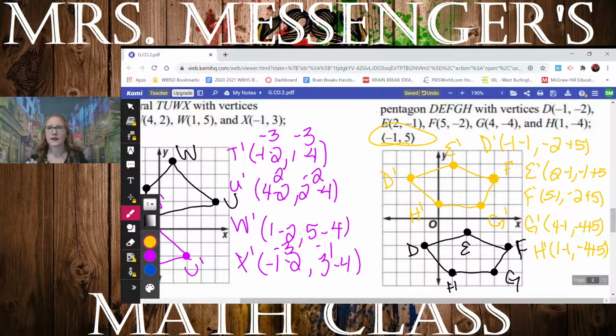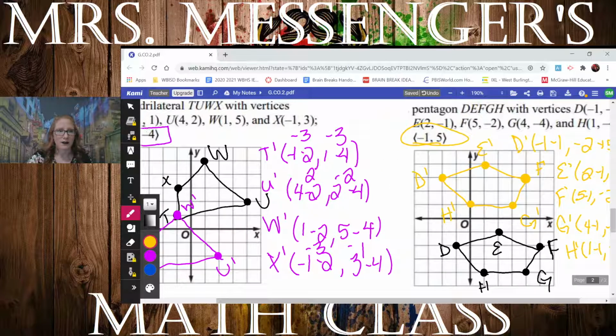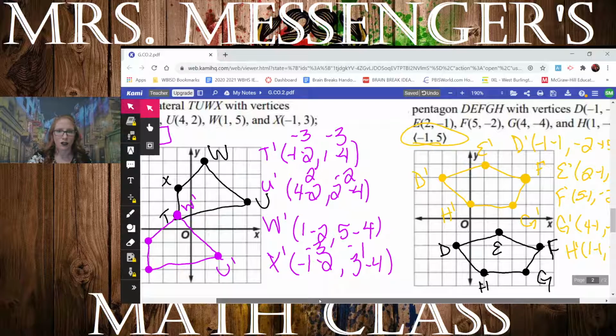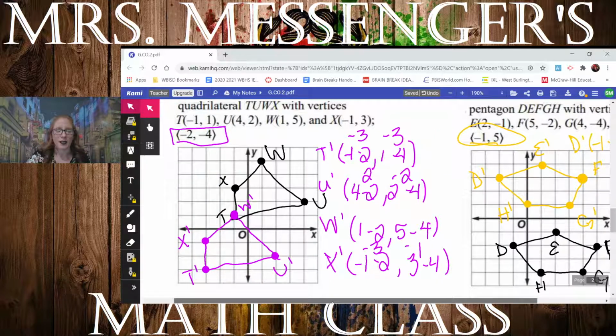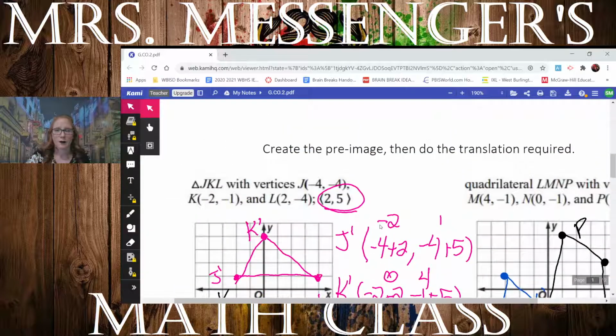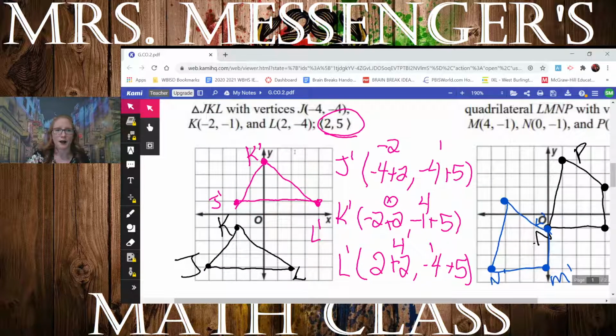And if you notice, my pentagon stayed the same here. So the idea of a translation is that your shape stays the same size and shape. So my pentagon stayed a pentagon, whether it was the black version or the yellow version. Same thing with my quadrilateral, my other quadrilateral, and my triangle.